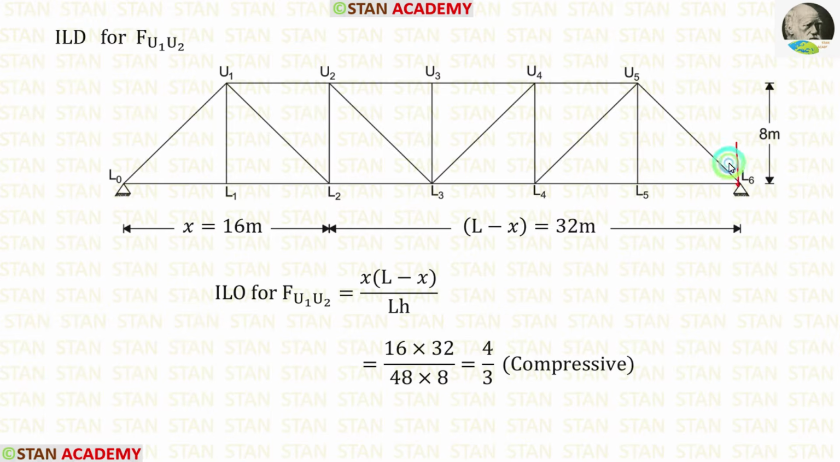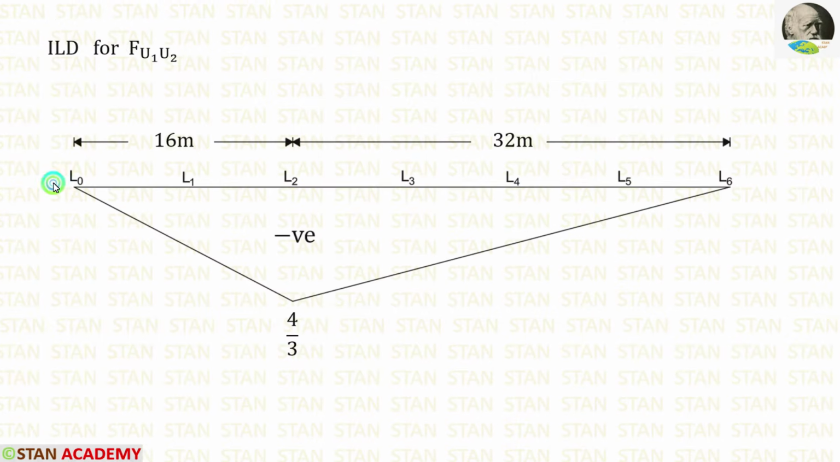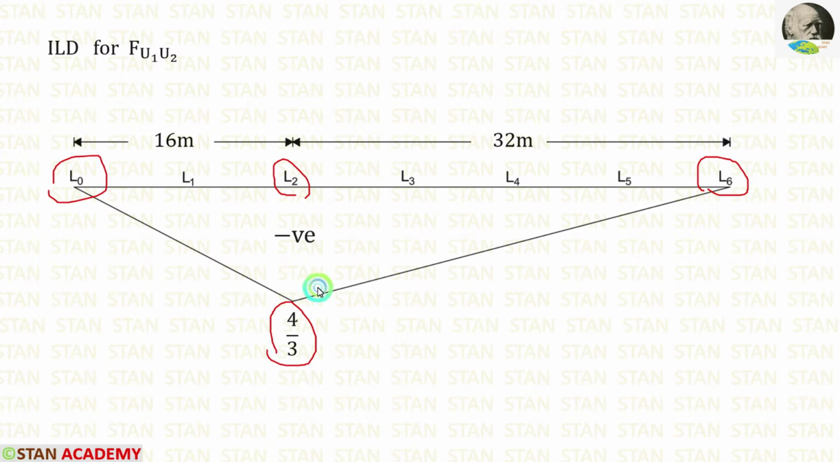Also, when the unit load is in the point L6, all the load will be taken for the reaction. Here also FU1, U2 will be 0. Using the concept, we can draw the influence line diagram. In L0 it will be 0 and in L6 it will be 0. In L2 we have found the value 4 upon 3. Since it is compressive, we have to mark as negative.